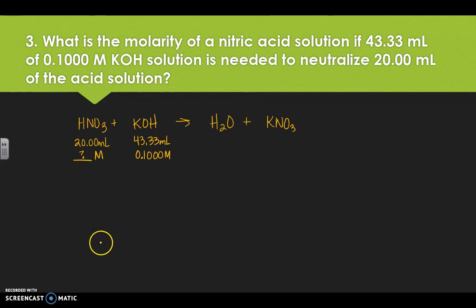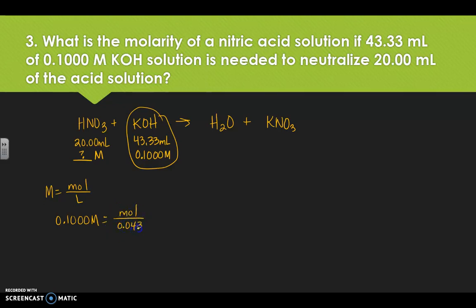Okay, so whenever in doubt, we go to moles. What do we use to go to moles? The thing that we know, not what we're looking for. So we're going to use this to go to moles. All right, so how can we go to moles from there? Well, let's set it up into our molarity equation. Okay, we know 0.1000 molarity is equal to moles. That's what we're looking for, over 0.04333 liters. Why is it changed? Because we went to liters from there.